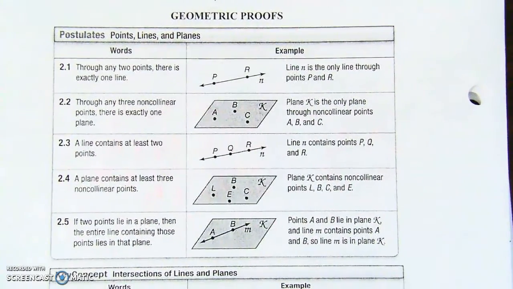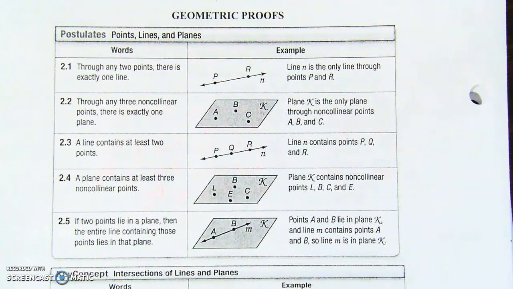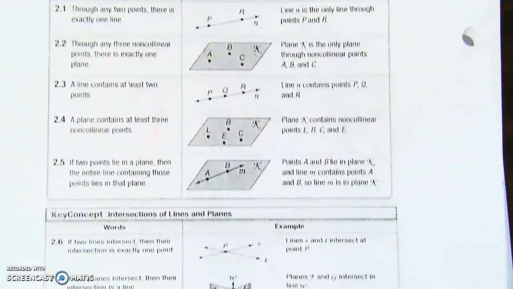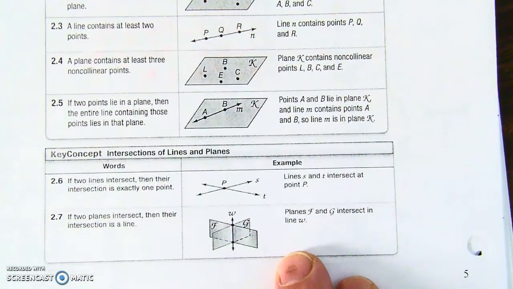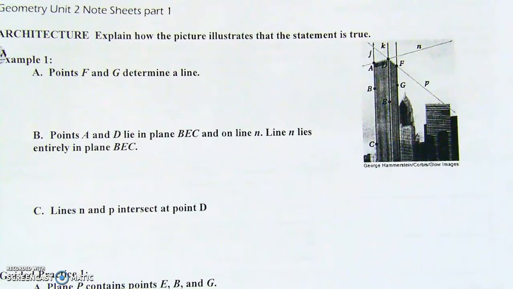Alright, so now you have this on page 5 of your guided notes. Those all are on there, and you can see that they're all located there and included. So let's go ahead and turn to the next page. We're on page 6. Now let's look at these ones. Explain how the picture illustrates that the statement is true.